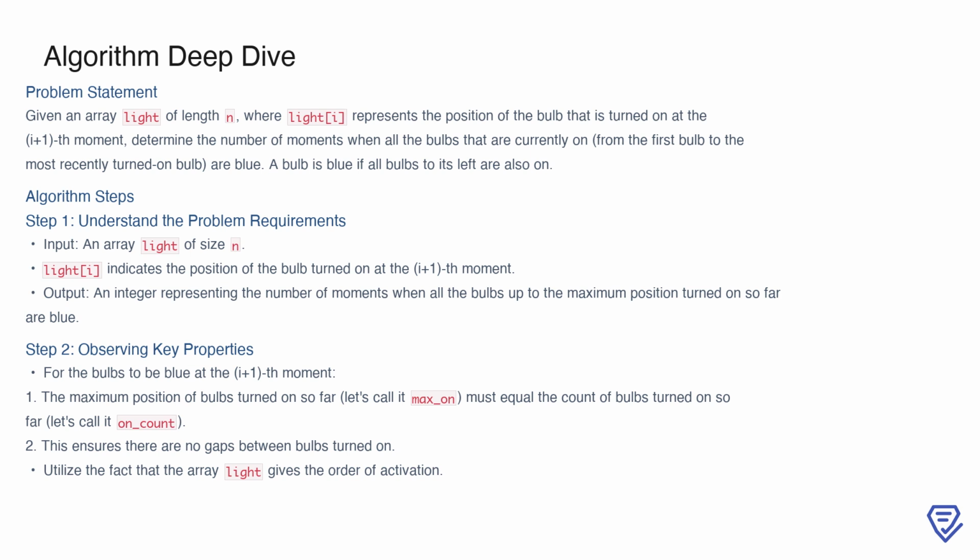A bulb is blue only if all bulbs to its left are also turned on. This means there can't be any gaps in the sequence of turned on bulbs. Now, we can break the problem into steps.